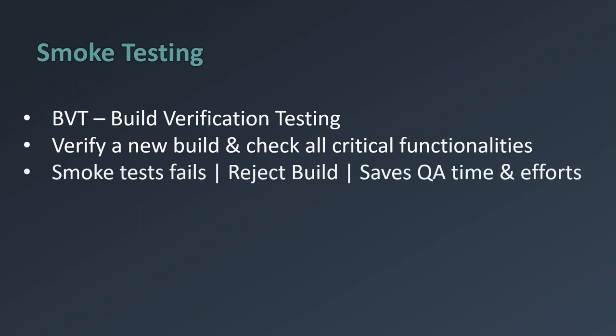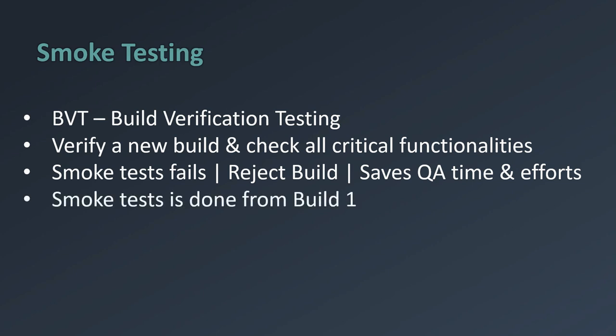So that in case something critical is missing, we can reject the build right there and we do not send it for further testing, and the QA team does not waste their time and effort, because anyways they will be getting a new build soon and they will have to do the entire testing again. So to save the time and effort of the QA team, we do smoke testing first and make sure that the build is ready for further QA testing.